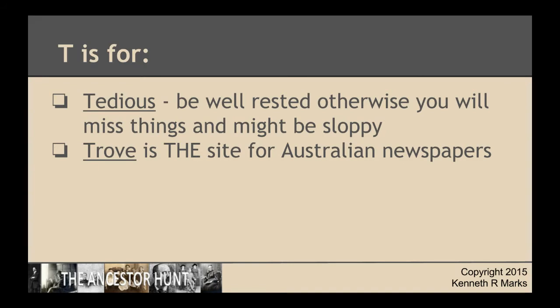The next T is Trove. Trove is the site for Australian newspapers. It is a free site. It's got millions of articles in it. If you have ancestors or relatives or are interested in searching newspapers from Australia, use Trove. I would highly recommend it.